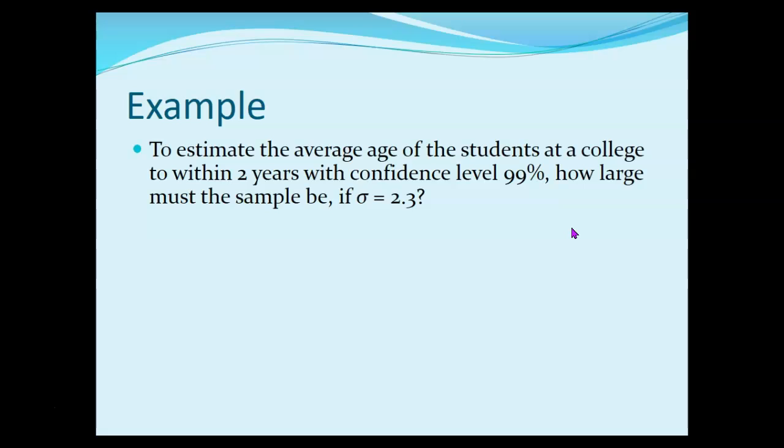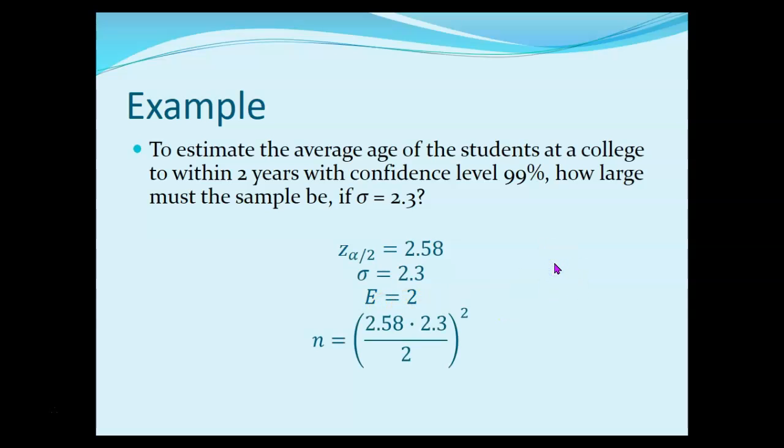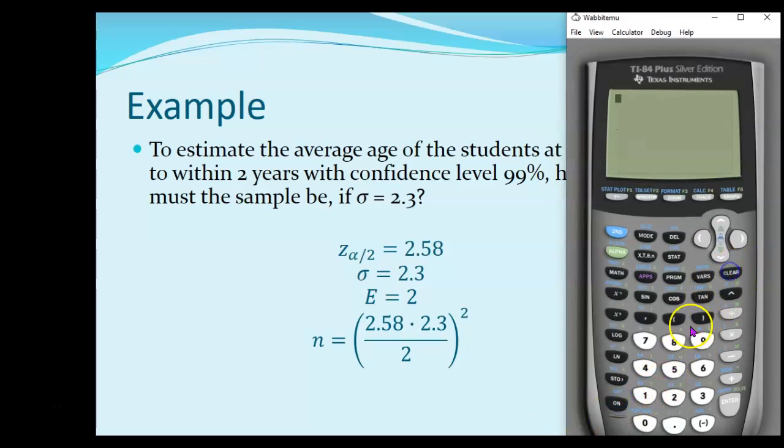So let's do some examples. To estimate the average age of the students at a college to within 2 years, with confidence level 99%, how large must the sample be if sigma equals 2.3? So for a 99% confidence level, your z sub alpha over 2 number is 2.58. You're given that sigma is 2.3. And you want to know to within 2 years, so E would be 2. So you put that all into the formula. And we need to calculate (2.58 times 2.3 divided by 2) squared.